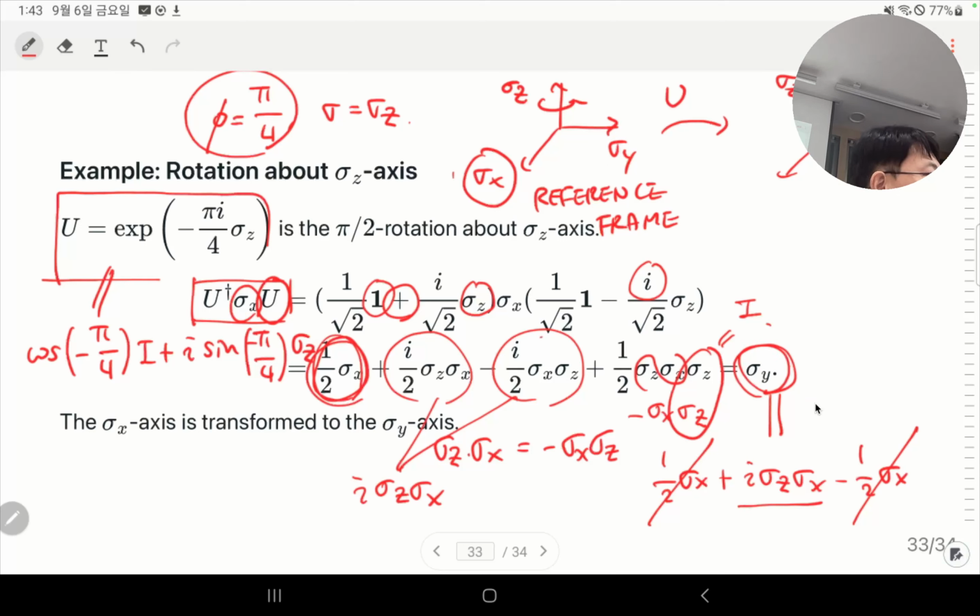You can check with a different angle. This is the simplest way to show the rotation, but it works with other rotation angles.